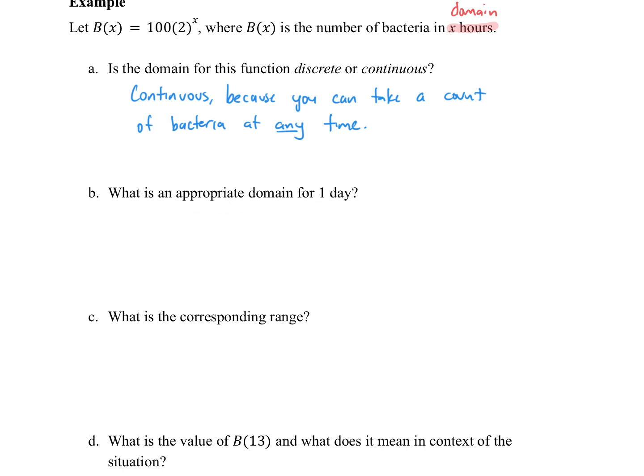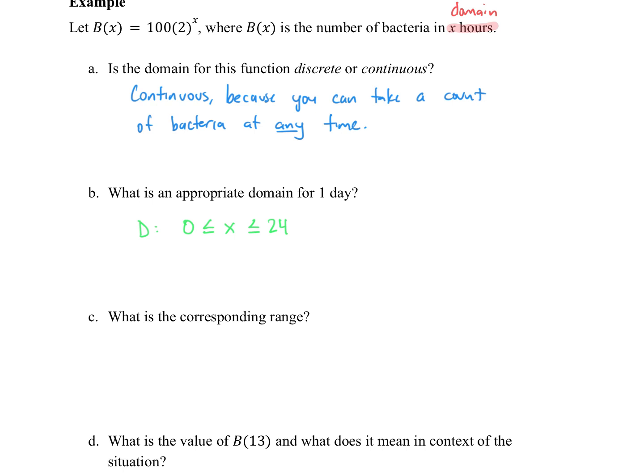So now, since we're talking about hours, the question is, what is an appropriate domain for 1 day? Well, if we're talking about 1 day, that's 24 hours. So we're going to start at 0. x is our domain. And this can go all the way up to 24. Okay, so that's 1 day.